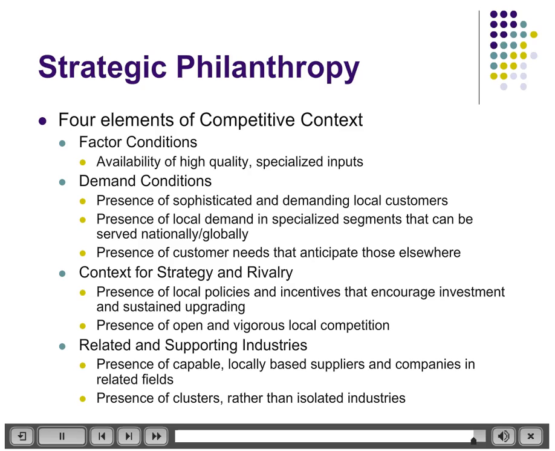The next is a context for strategy and rivalry. We want to make sure we've got vigorous competition. That goes in alignment with things that Milton Friedman has talked about. So we want to make sure that we've got competition. Monopolies are not good for the customer, and ultimately they're not good for us because someone is going to come down on us eventually. So in the context of strategy and rivalry, we want vigorous competition so we can engage in that. And then we want to make sure that we have related and supporting industries.